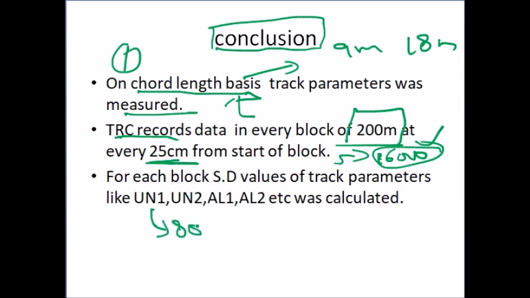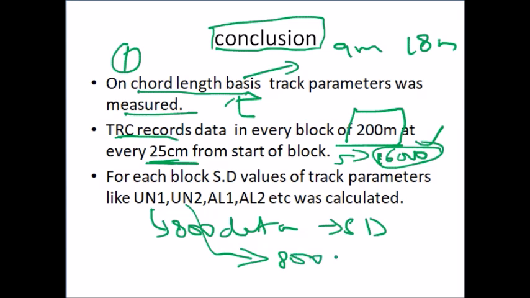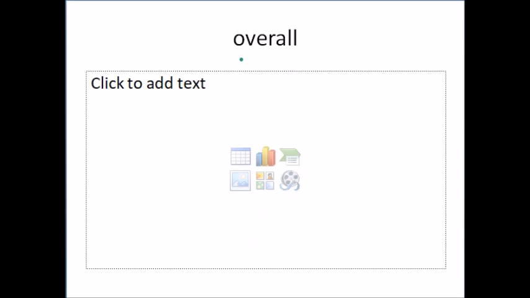Next, for each block, the SD values of track parameters are calculated. For this parameter you are getting 800 data points, and you calculate the SD value. Similarly for this one you get 800 data points and calculate SD. This is called UN1 SD, UN2 SD. Like that you will record the data. I hope this is clear to you.